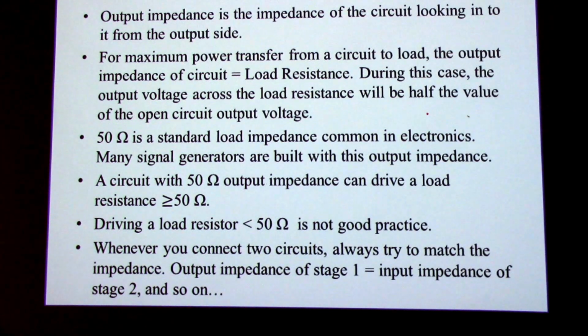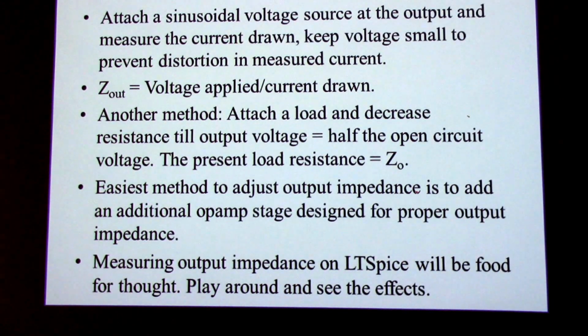There is output impedance, which is pretty important. Like if you are feeding something, you have to match it with the 50 ohm output. If you are feeding a 50 ohm load, when you match, you can deliver the maximum amount of power and so on. And how do you measure the output impedance? You just see the voltage applied and current drawn, and that's your Z out. And there is another way, like you can attach a load and decrease the resistance till the output voltage is half of the previous, so that you can say, okay, it's drawing the maximum power and it's matched with the other part of the circuit when you have half of the voltage.